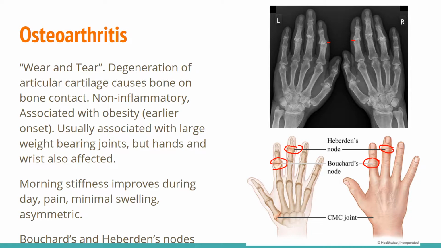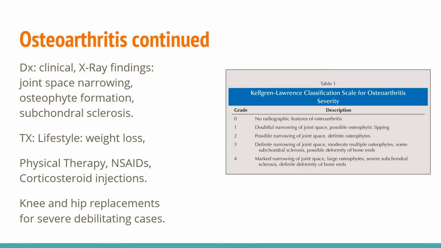And you can see the decreased joint space here and here. And you can see osteophyte formation as well, which are spurs that arise. In terms of classification and diagnosis, it's usually a clinical diagnosis with X-ray findings showing joint space narrowing, osteophyte formation, and subchondral sclerosis. You can also use the Kellgren-Lawrence classification scale for osteoarthritis severity based on radiographs.